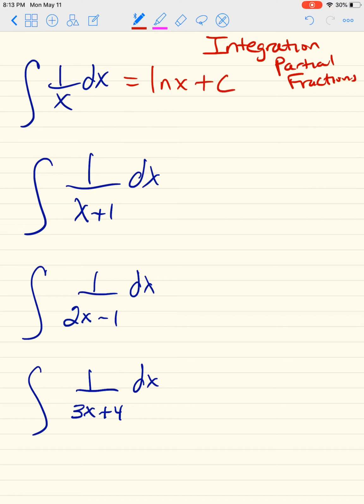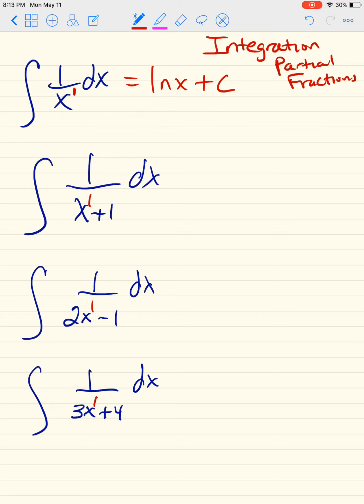That's because it's x to the first power. You have to make sure that you see x to the first, not x to the second. It has to be x to the first. Every time you see x to the first, it's going to be a natural log no matter what.